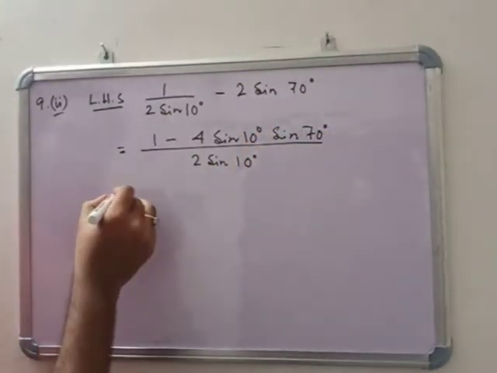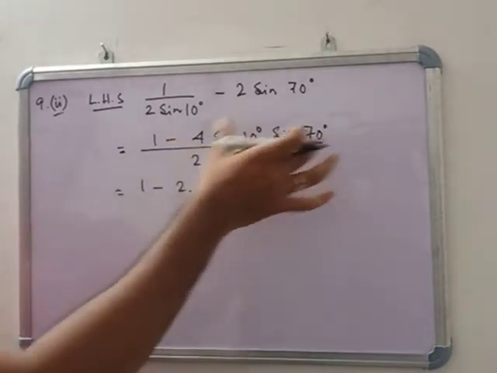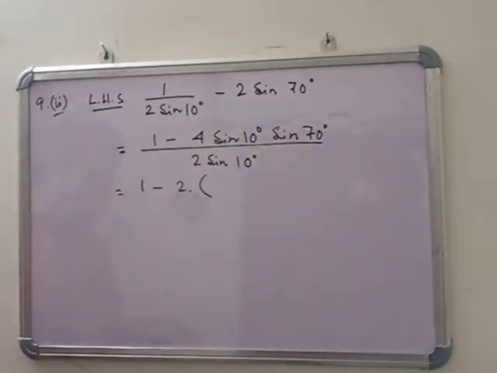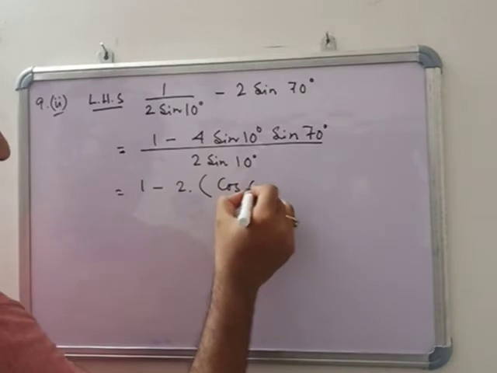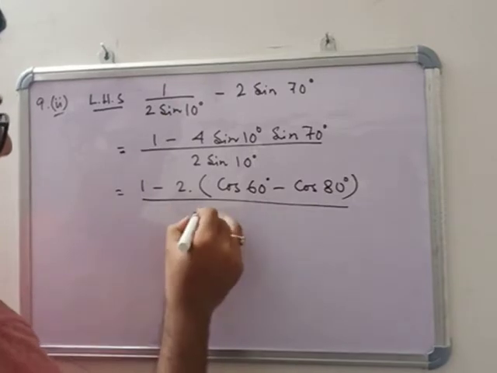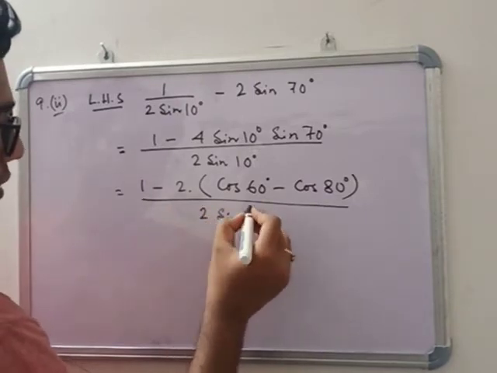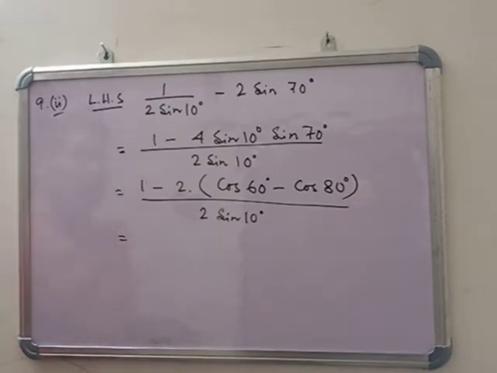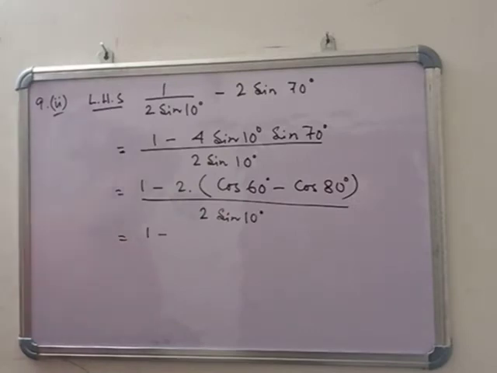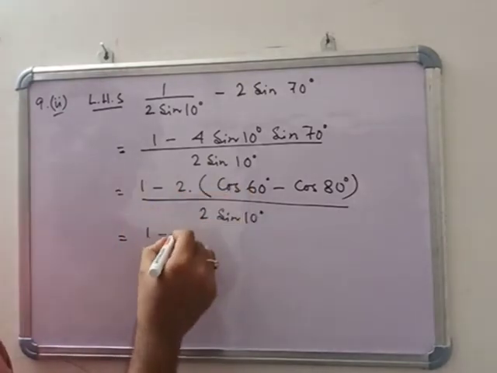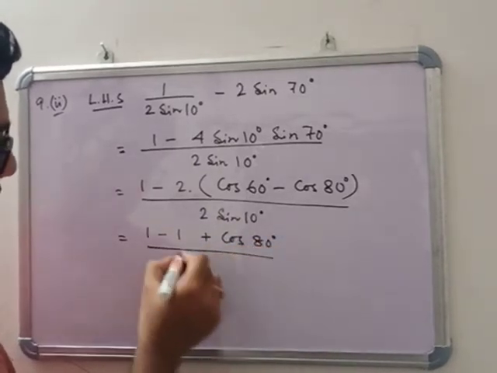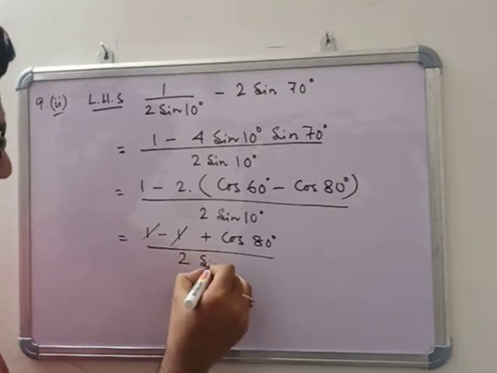Okay. So 1 minus 2 into 2, that means sine formula means cos of 60 minus cos of 80 by 2 sine 10. So if you open the bracket, then we get 1 minus, see that, cos 60, that means half. That means half into 2, this is 1 plus cos 80 by 2 sine 10.